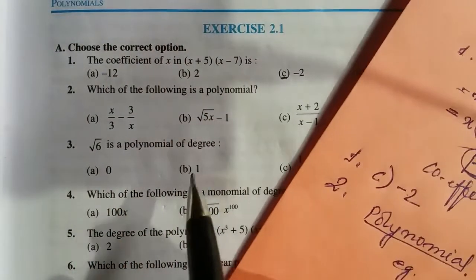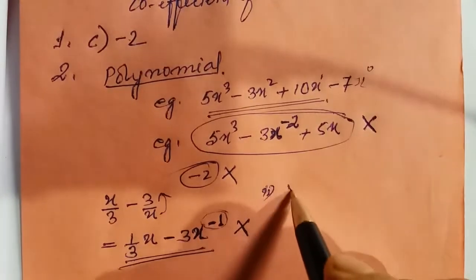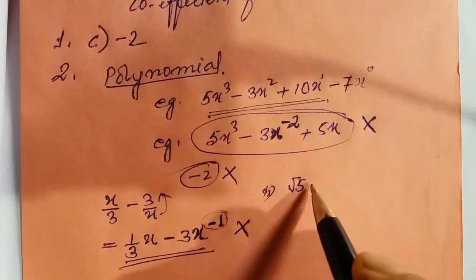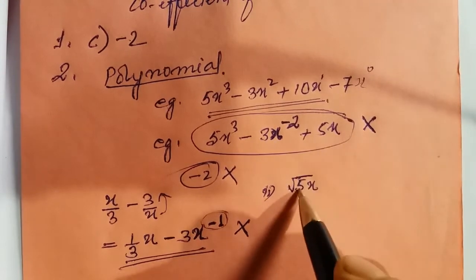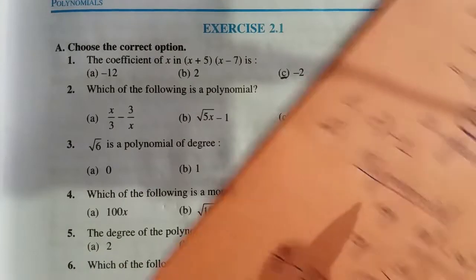Now let's see the second option. The second option is root 5x minus 1. Here both 5 and x are inside the square root sign, so minus 1.